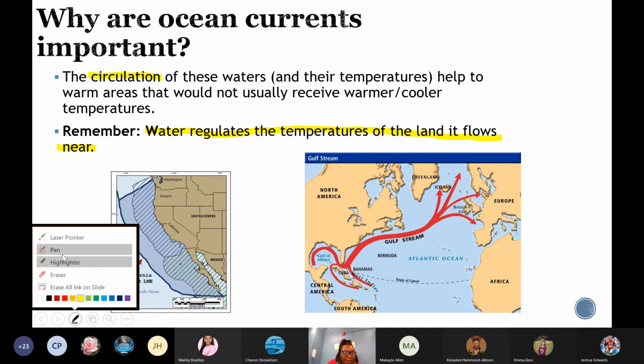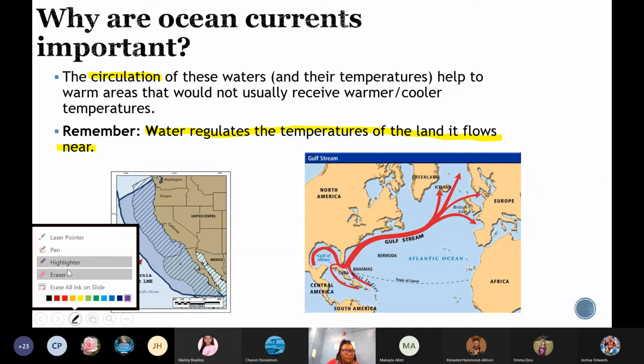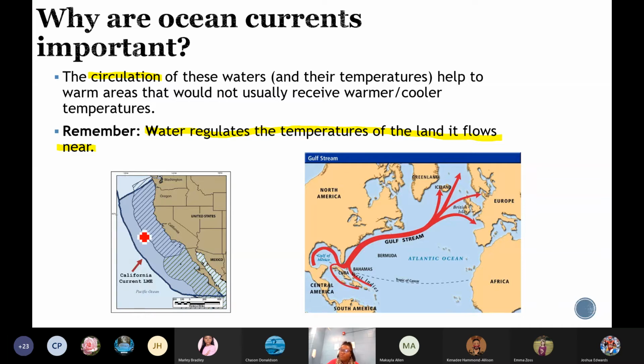So what do I mean by that? One second, please. You should be writing this down. Another word for regulates is controls. So what do I mean by it regulates or controls the temperatures of the lands it flows near?